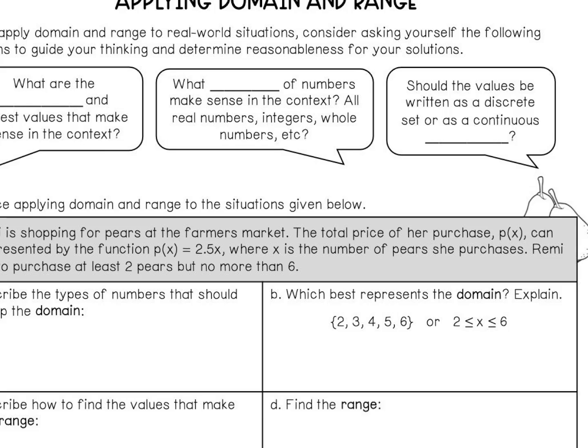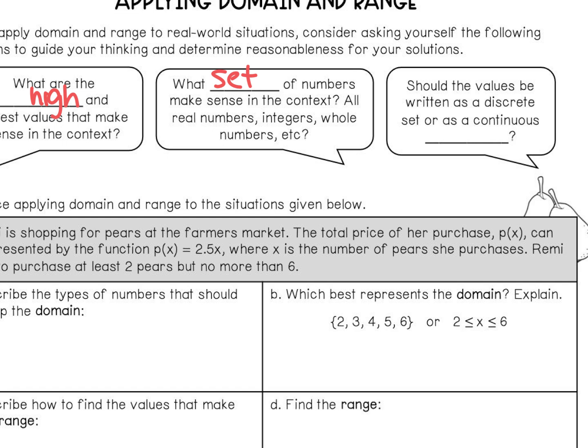All right, as we look at these word bubbles and we talk about domain and range in real life situations, what are the highest and lowest values that make sense in the context? So we need to think about high and low values. What set of numbers makes sense? Are we talking about real numbers? Are we talking about integers? Are we talking about whole numbers, right?